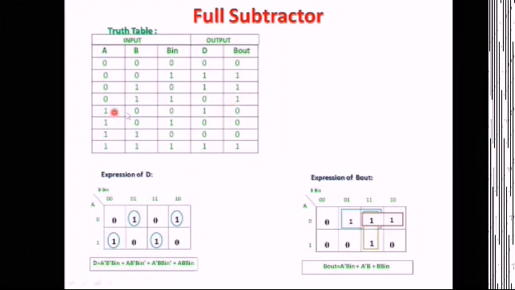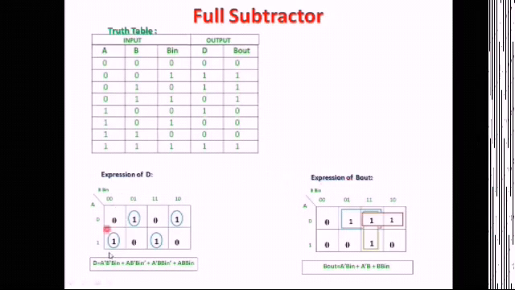Next is 1, 0, 0. The difference is 1 and the B out is 0. Next is 1, 0, 1. The difference is 0 and the B out is also 0. Next is 1, 1, 0. Next difference is 0 and the B out is 0. Next is 1, 1 and 1. The difference is 1 and the B out is 1. Now from here we will find the Boolean expression of difference and the Boolean expression of B out.